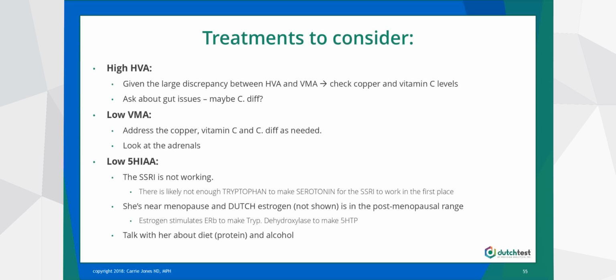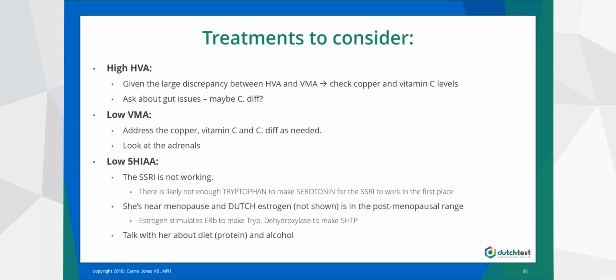Why is her VMA low? Well, I'm going to address the top things, and I'm going to look on the DUTCH test at her adrenals to see if the whole HPA axis might be downregulated. And why is her 5-HIAA low? It doesn't appear her SSRI is working, especially as she's still depressed. So I think it's a tryptophan issue, and you can't make serotonin, and your SSRI is not working.